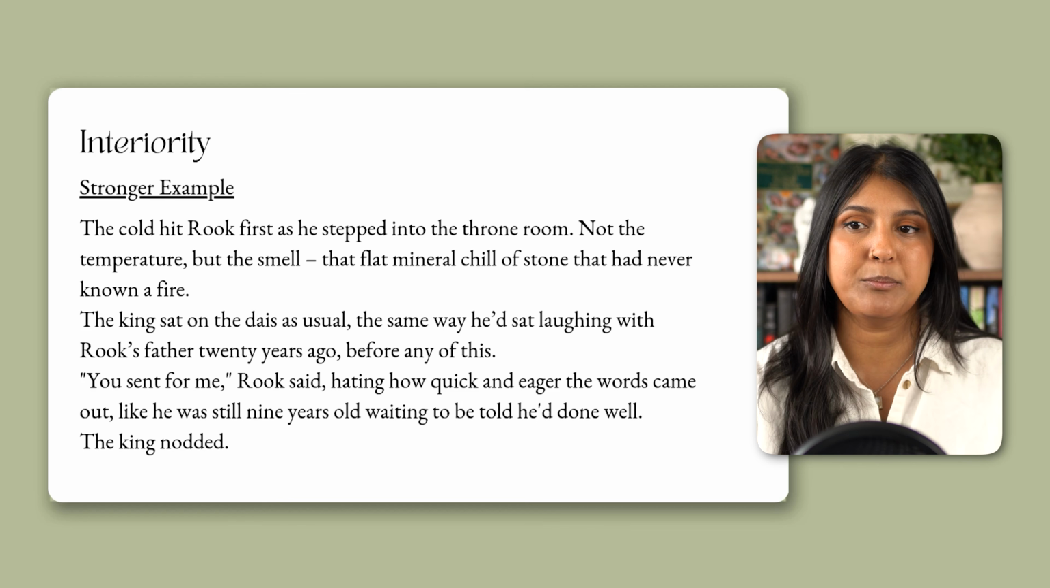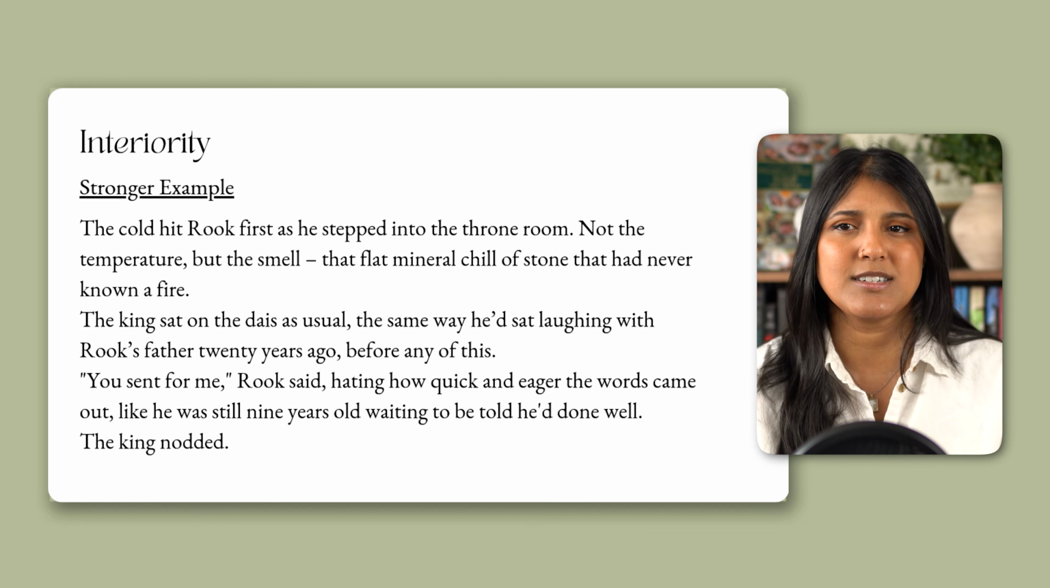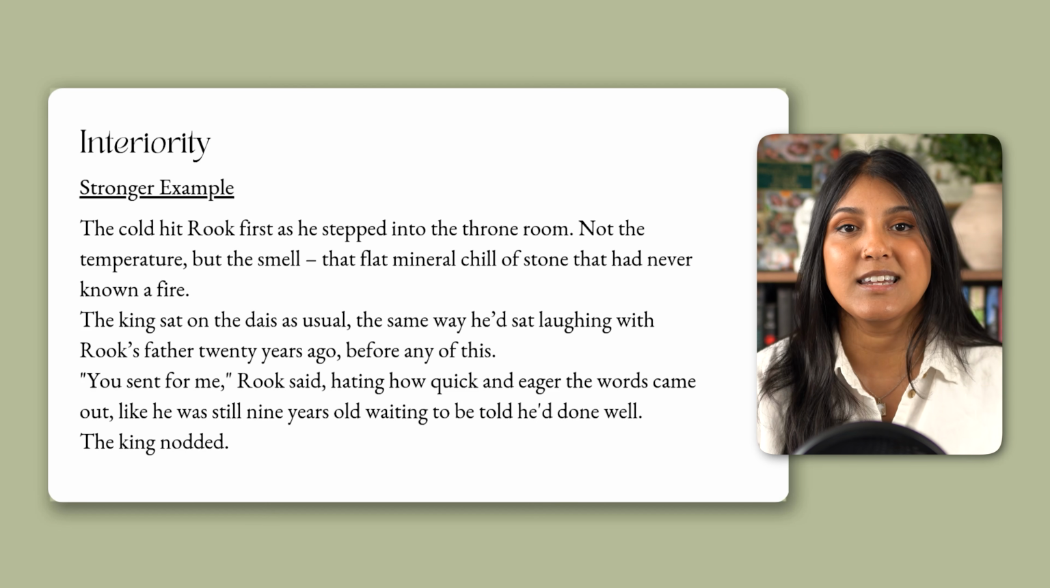So here we have the same beat and plot information, but now we know Rook. We gain some understanding of his history with his place, his complicated relationship with the king, the boy that still lives inside the adult. None of that required new plot, it just required interiority. So how do you add interiority to your own work?